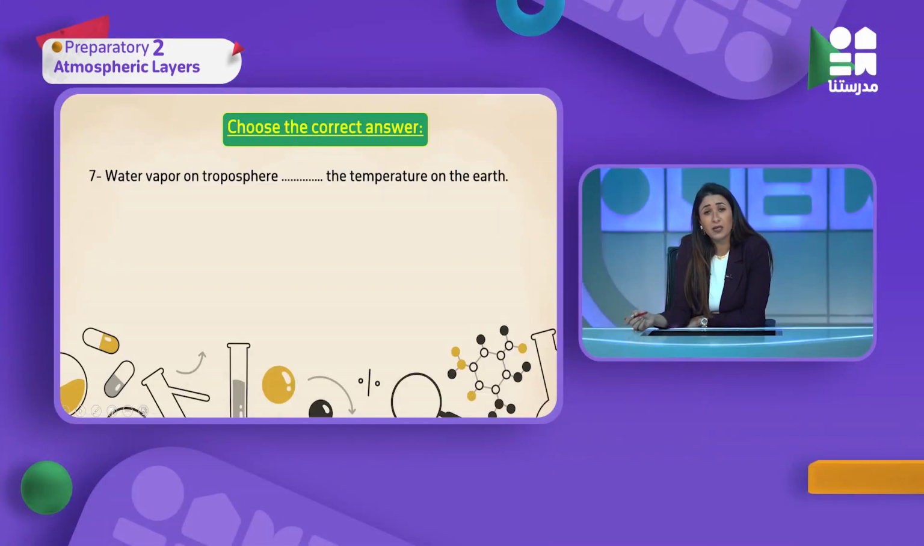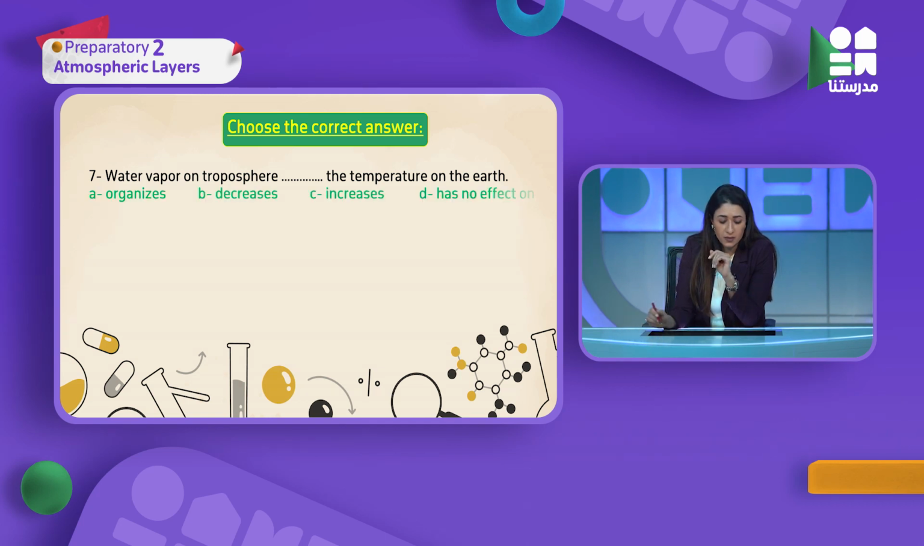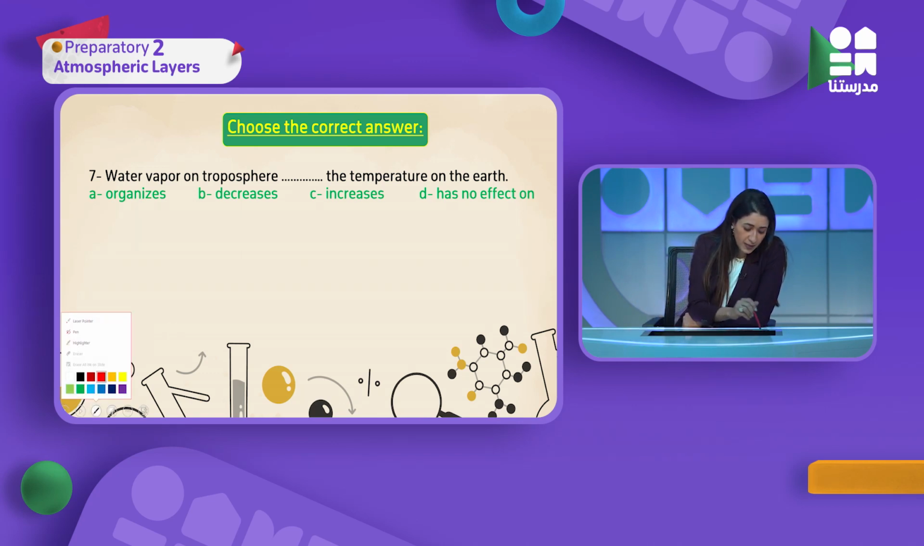Water vapor. Remember how much the percentage of water vapor is in the troposphere? It was 99%. Why? Water vapor at the troposphere what the temperature of the earth? It organizes, or decreases, or increases, or has no effect? Of course the percentage of water vapor is 99% because it organizes the earth's surface temperature. So surely my answer will be organizes. Let's continue.